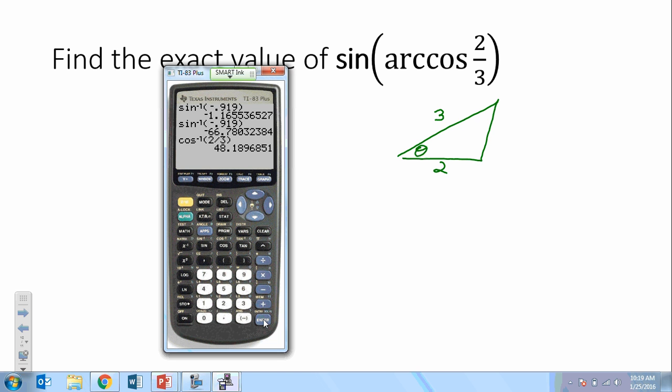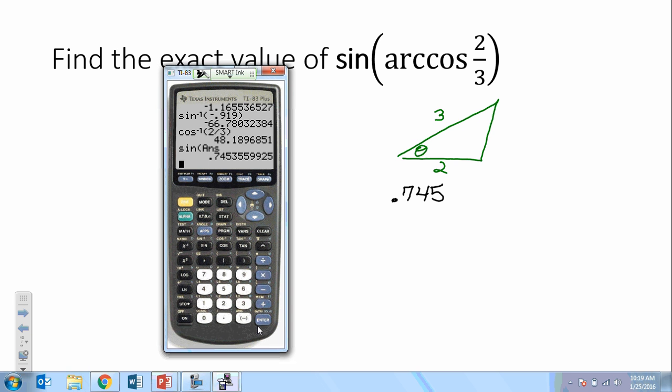Okay, that's a 48-degree angle. In degrees, we're going to take the sine of that value, and we get 0.745 to 3 decimal places. So when you think of arc anything, think of what angle has this for its sine or cosine or tangent.